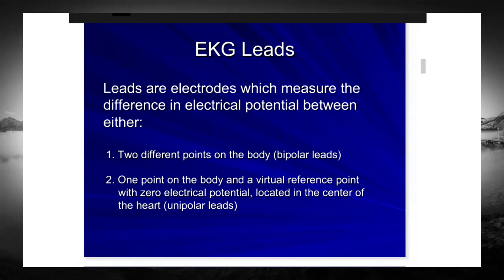So 6 on the chest. So that's V1 through V6. Those are our unipolar leads. Where else do we put them? Arms and legs. So limbs. So we have limb leads. How many limbs do we have? 4. Perfect. So there are 4 limb leads, 6 chest leads. How much is that?